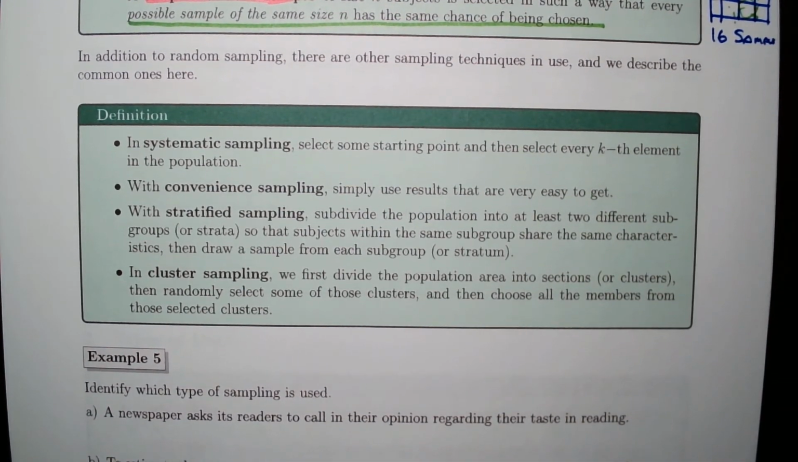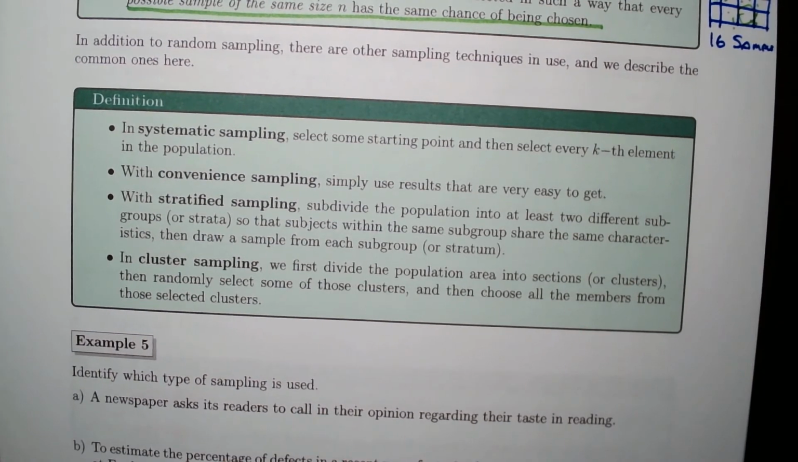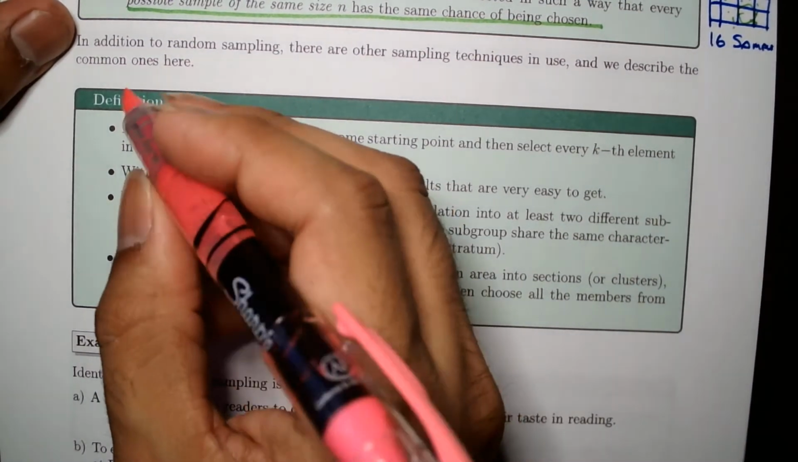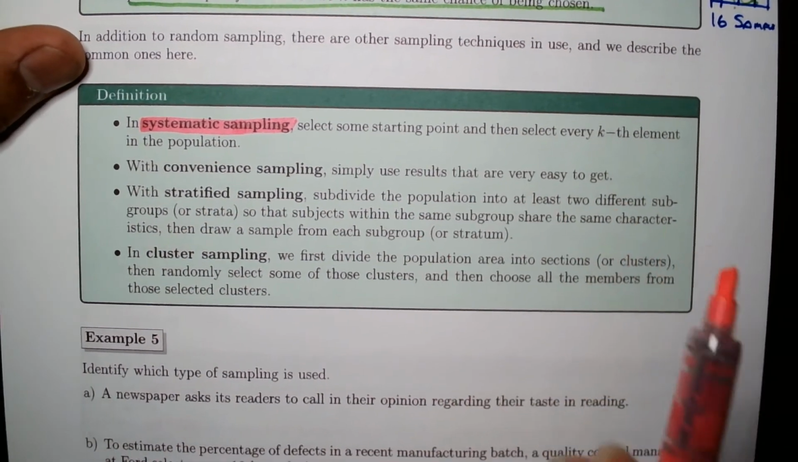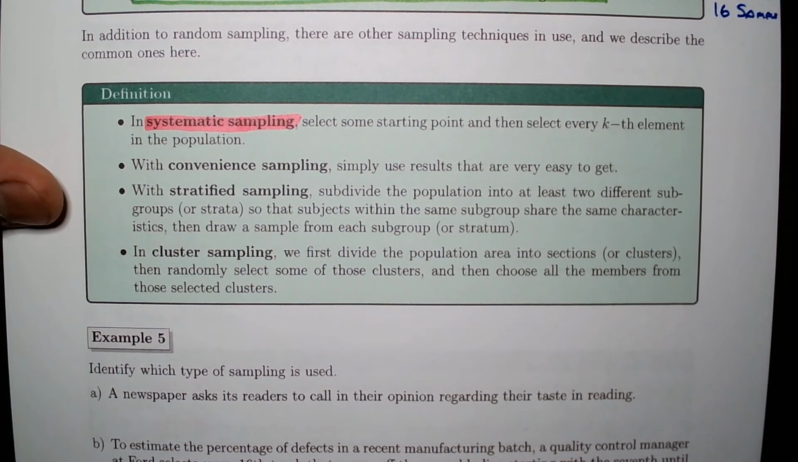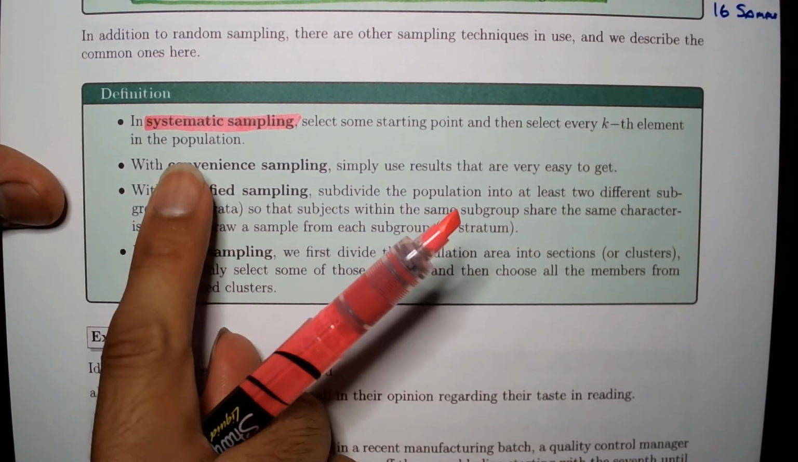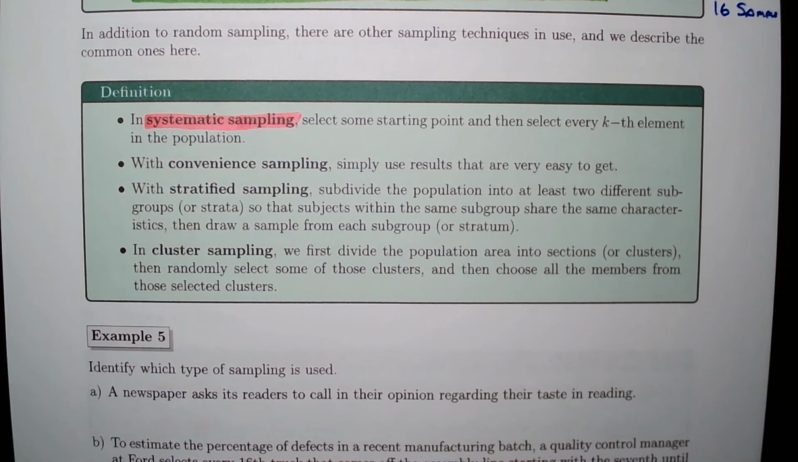Well, we can further describe other kinds of sampling, like systematic sampling. In this case, we select some starting point and then select every kth element in the population. As an example, suppose you want to make this systematic, and you want to ask a bunch of people whether they spend some money at a college cafeteria. But you don't want to ask all of them.